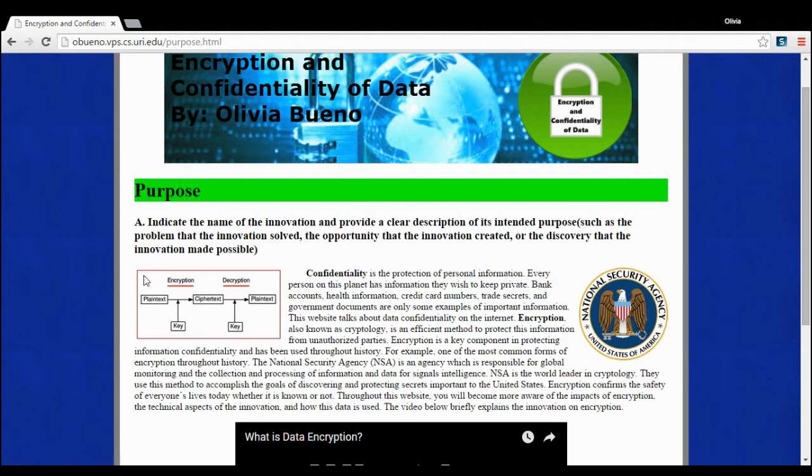This image shows the process of encryption. It has been a key component in protecting information confidentiality throughout history. An important agency that deals with encryption is the National Security Agency. This is the logo.